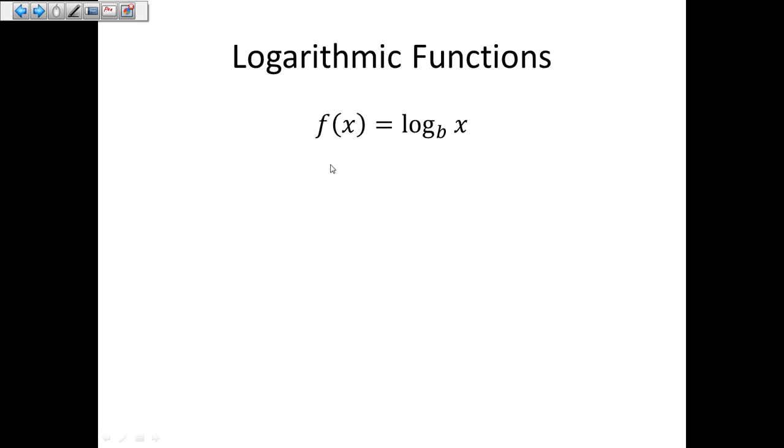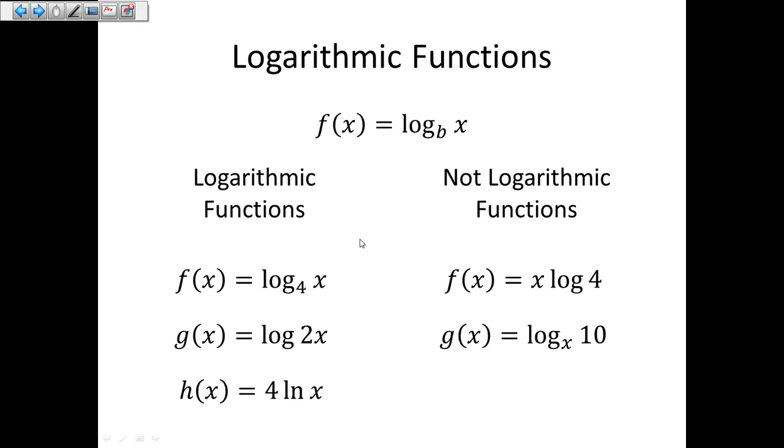If you actually find the ln button, it's going to be the natural logarithm. Now let's talk a little bit about logarithmic functions. A logarithmic function is one where the variable is inside the logarithm. It's not part of the base, it's inside the logarithm. So this log base b is acting on the variable.